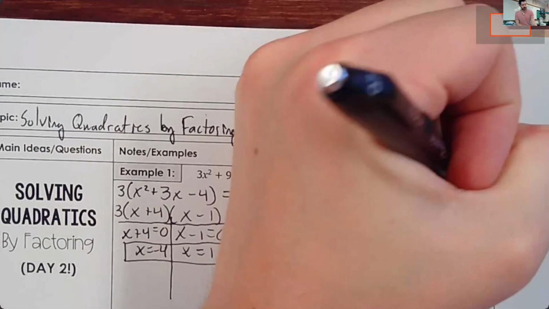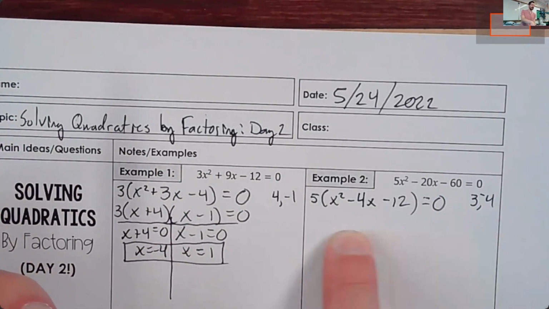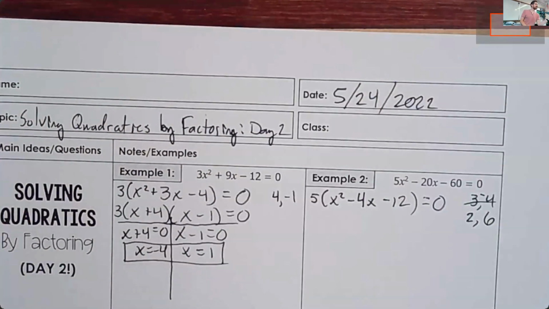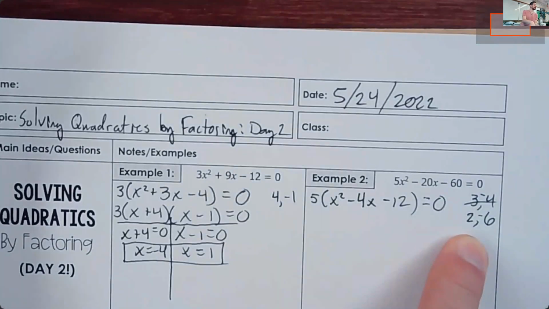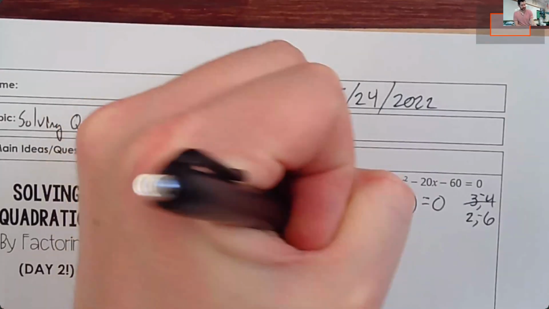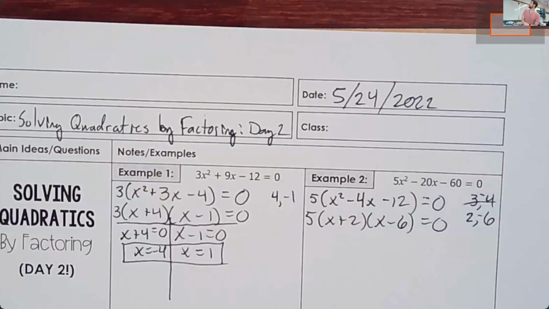So if it's a negative 4, the multiplication would work, but does that work for adding to negative 4? No, okay. What other 2 numbers multiply to equal 12? And? Yeah, all right. So 2 and 6, which one would be negative? Okay. It works for the multiplication. Does that work for the addition? Yeah, all right. So 2 and negative 6. So we're going to have 5 times x plus 2 times x minus 6 equals 0.